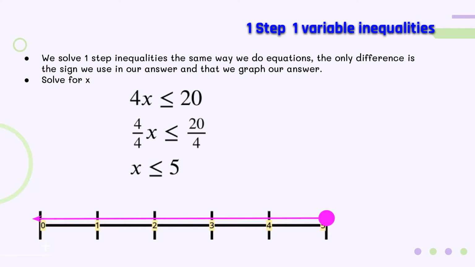So here's another example. 4x is less than or equal to 20. Well, we're going to divide both sides by 4, and we get x is less than or equal to 5. Since it's the less than or equal sign, it's going to be a closed circle and all values that are less than or equal to 5. So we start at 5 and we do our arrow all the way to the end of our number line.